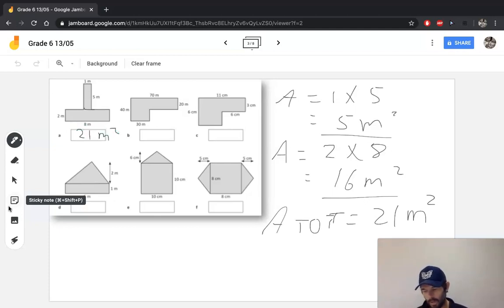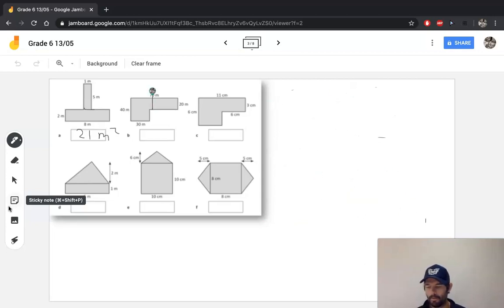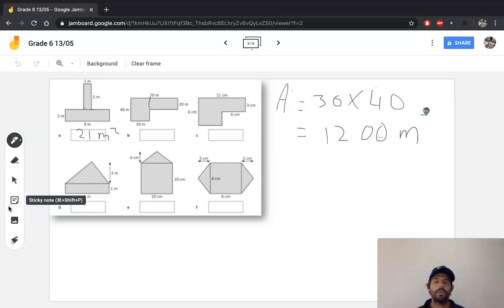Okay, for the second one, again, I'm going to split the shape up. And for me, I'm going to split the shape up here. Okay, well, let's try to be a little bit more accurate. There, okay. So I'm going to work out the rectangle on the left. So area there is going to equal 30 multiplied by 40, and 3 times 4 is 12, and then we need to add the 2 zeros, and that's meters squared. 2 zeros in the question, so 2 zeros in the answer.